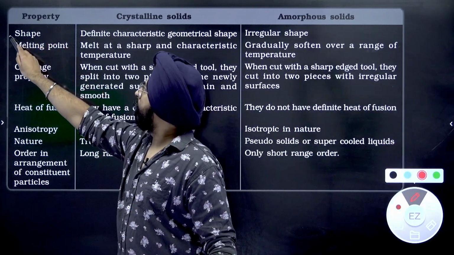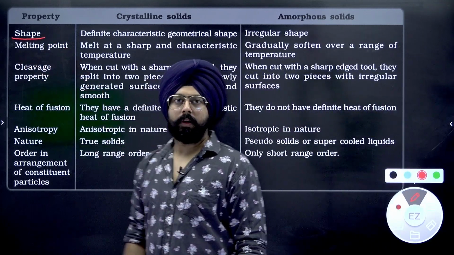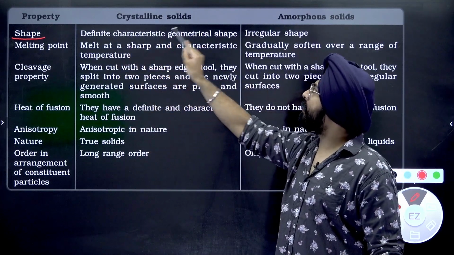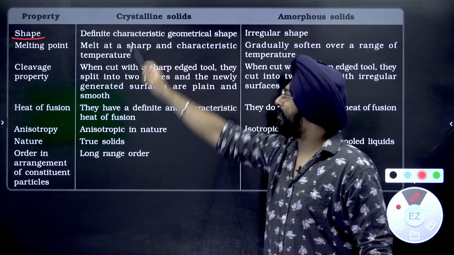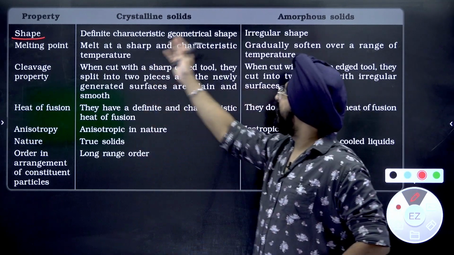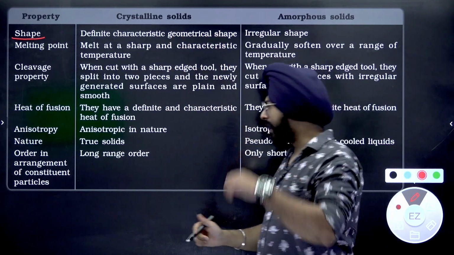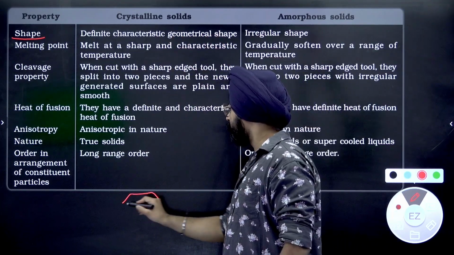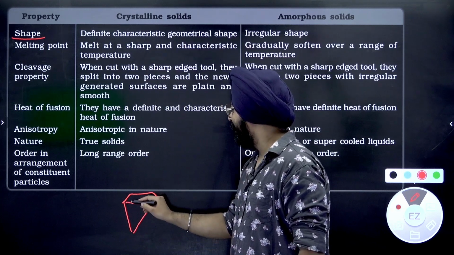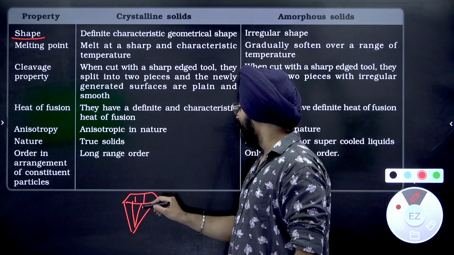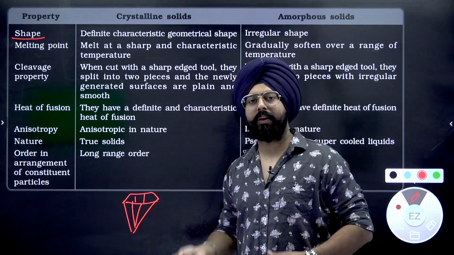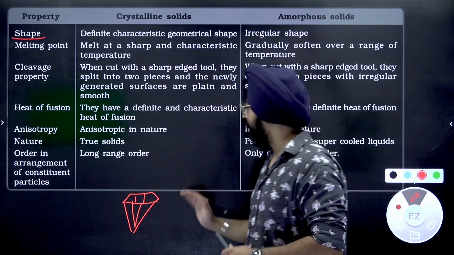Shape. Crystalline solids will have definite characteristic geometrical shape. This is such a tongue twister. Definite characteristic geometrical shape. For example, think of a diamond. It has a very nice shape, right? This looks more like an ice cream cone, but yeah, you get the idea. Very beautiful shape. If you break it into smaller diamonds, it will still have a very beautiful characteristic shape.